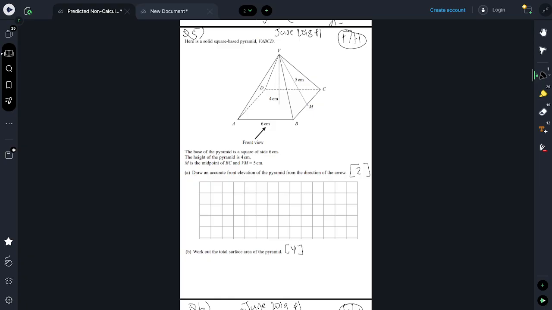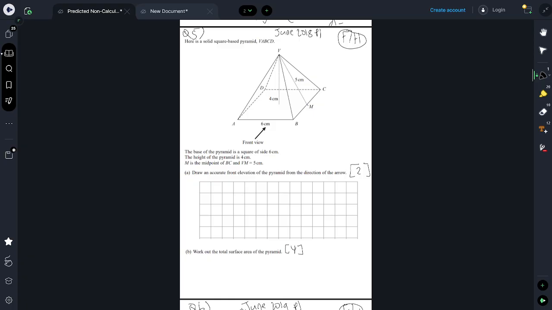Okay, so we are given now, again, they love asking these sort of net questions as well. It's just something you need to know. So, we are given this pyramid here. We're given some information about the various lengths of the sides. Okay. So it says for part A, draw an accurate front elevation of the pyramid from the direction of the arrow. So the front view.